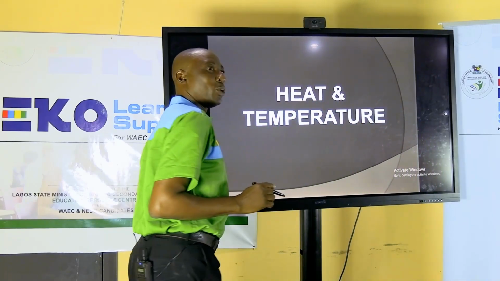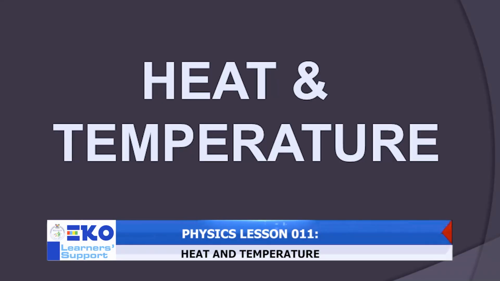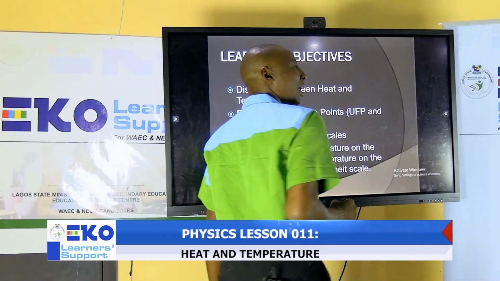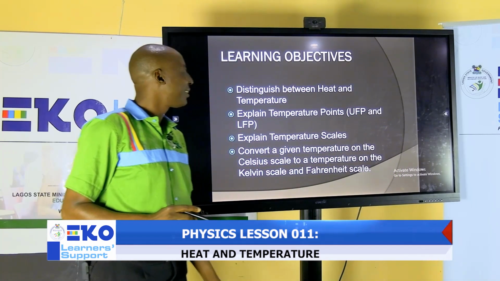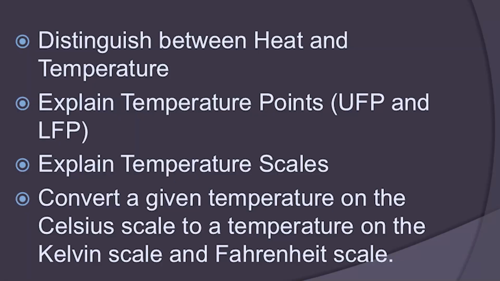Like I said, we'll be considering today heat and temperature. What are our learning objectives? They are: distinguish between heat and temperature. Explain temperature points. Explain temperature scales. Convert a given temperature on the Celsius scale to a temperature on the Kelvin scale and Fahrenheit scales.